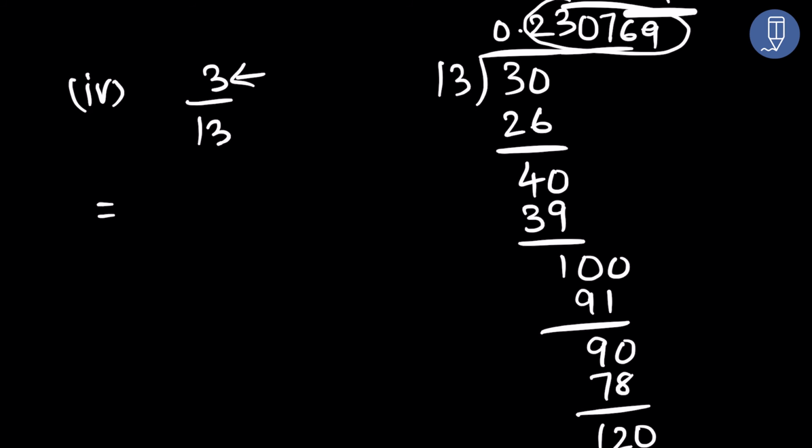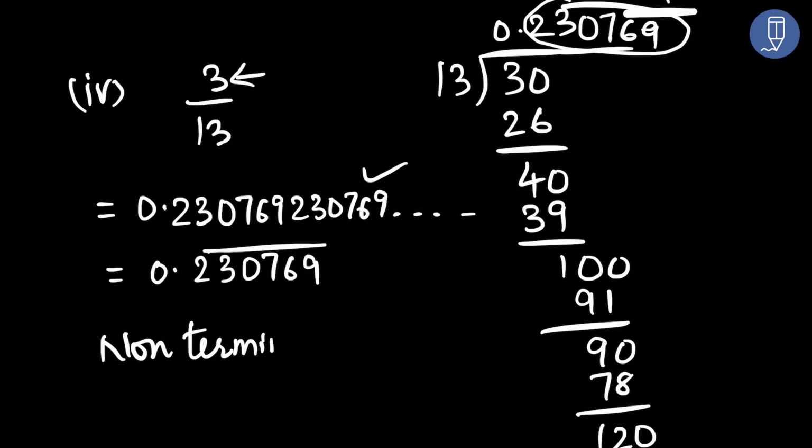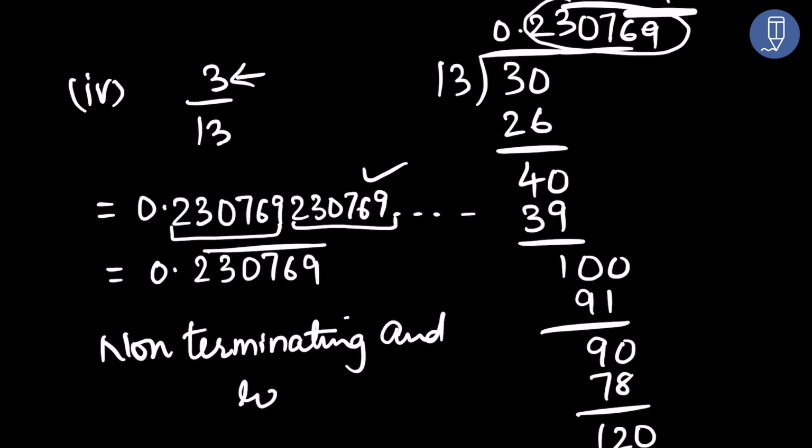That means this 3 upon 13 will become 0.230769, 230769 and so on. In a shorter manner, you can write down 230769 bar. Okay. So what kind of decimal number is this? This is non-terminating, which you can see here. It is non-terminating, doesn't stop, and repeating because it repeats. Clear? Okay.